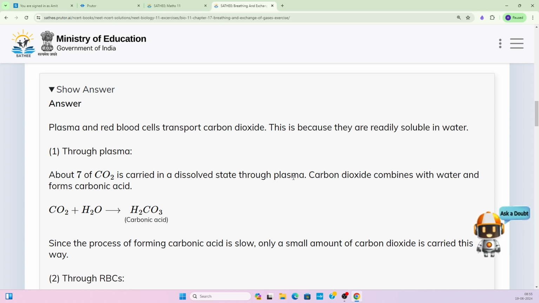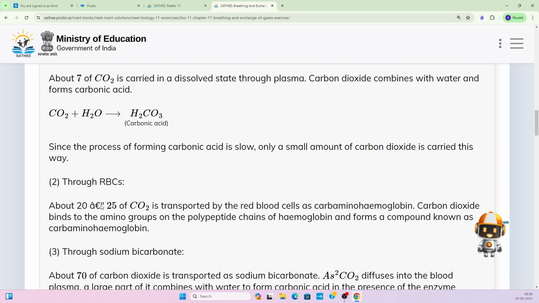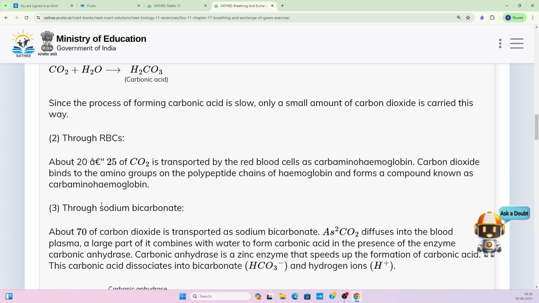Since the process of forming carbonic acid is slow, only a small amount of carbon dioxide is carried this way. Not all, only 7% of the carbon dioxide is transported via carbonic acid, because this carbon dioxide gets dissolved in the water that is present in the plasma region, right? In this way the carbon dioxide is transported.